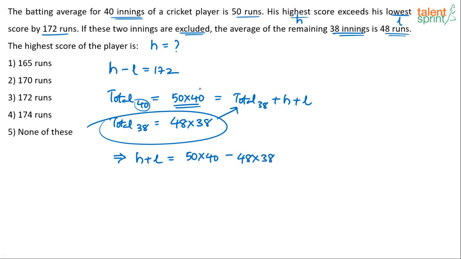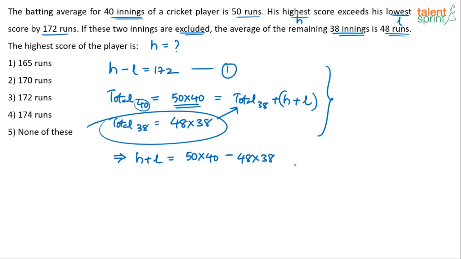Yes or no? 15 to 40 minus total of 38 will give me highest plus lowest, which is 40 into 30. That's it. Now you don't have to write all these steps in the exam. If you have understood the question, the only step that we'll put on paper is this. H plus L is 50 times 40 minus 48 times 38, and H minus L is 172.